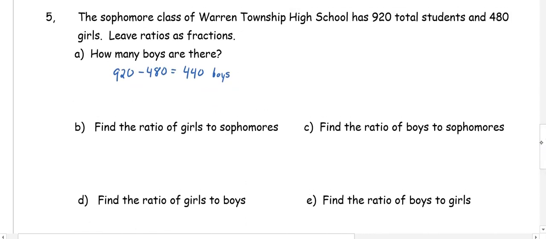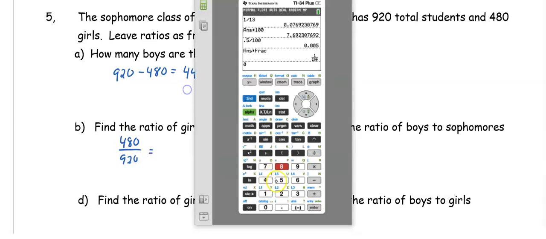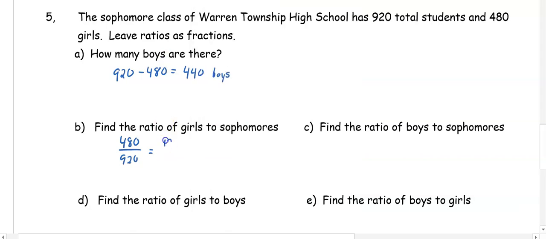We want to find the ratio of girls to sophomores. So there are 480 girls out of 920 sophomores. We want to reduce that. So in our calculator, 480 divided by 920, math, enter, enter. So that is going to get us 12 over 23.